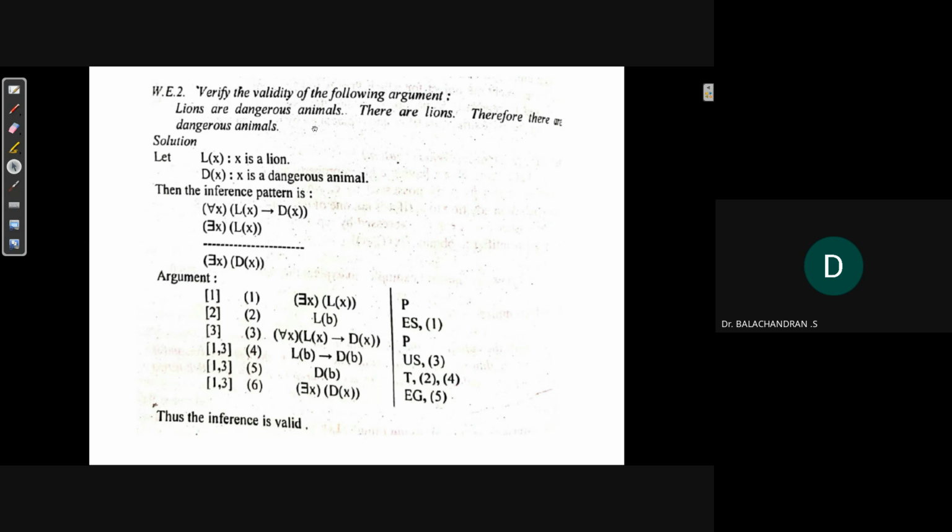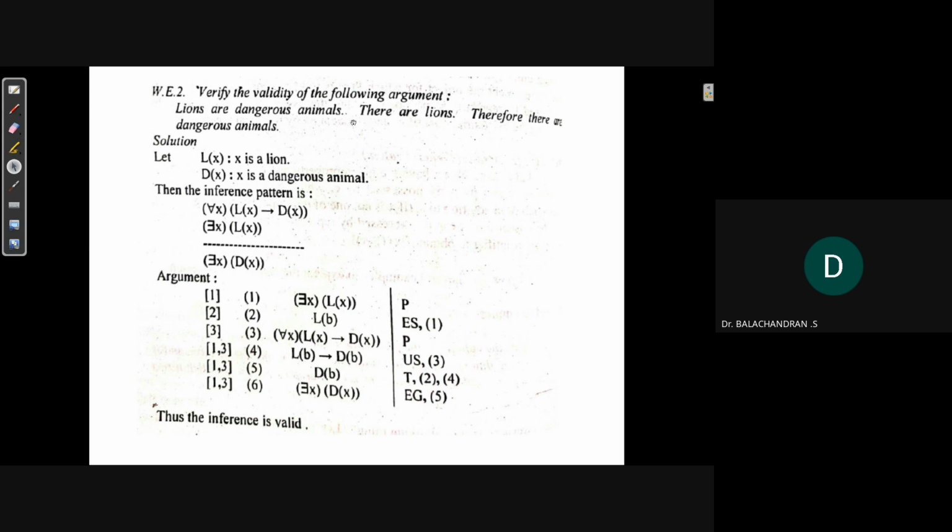Verify the validity of the following argument. Lions are dangerous animals, first premise. There are lions, second premise. Conclusion: therefore, there are dangerous animals. So L of x, x is a lion. D of x, x is a dangerous animal.